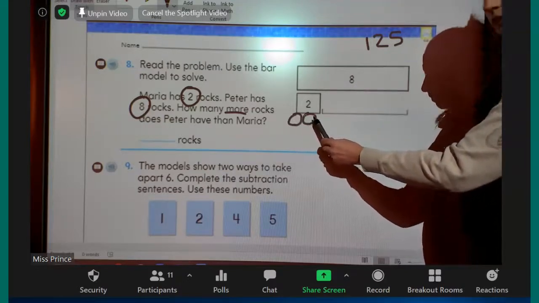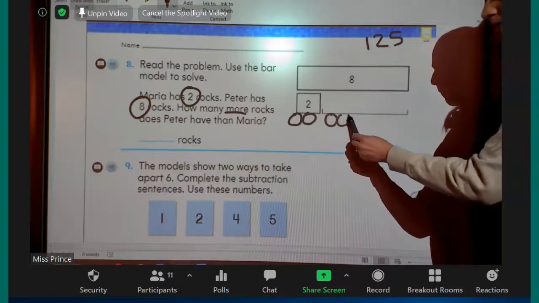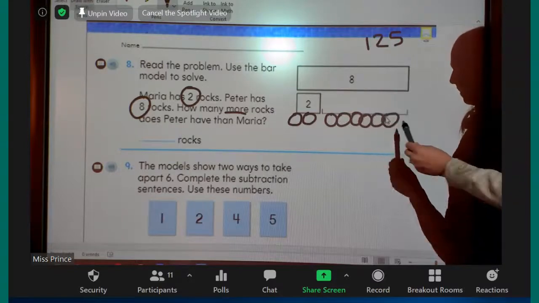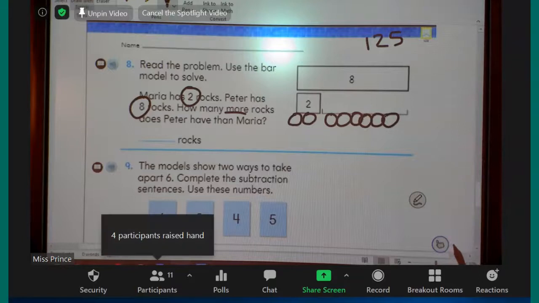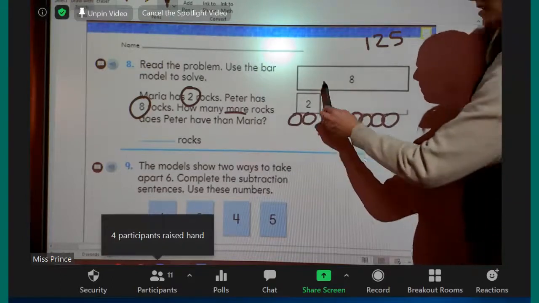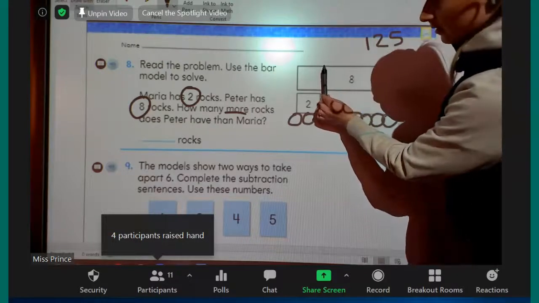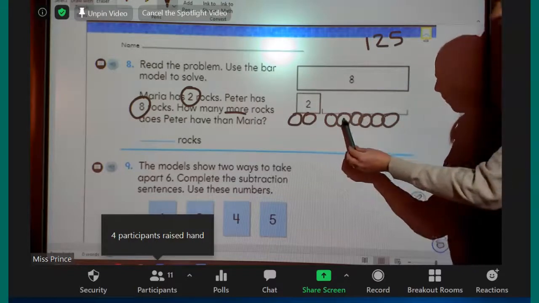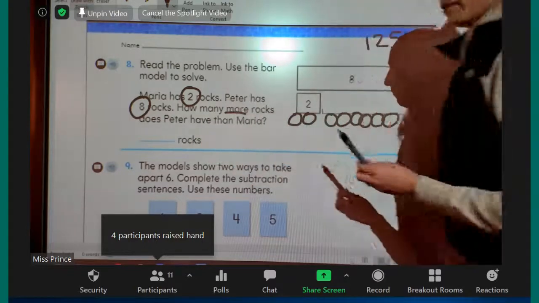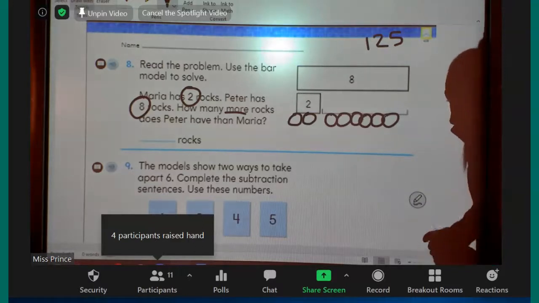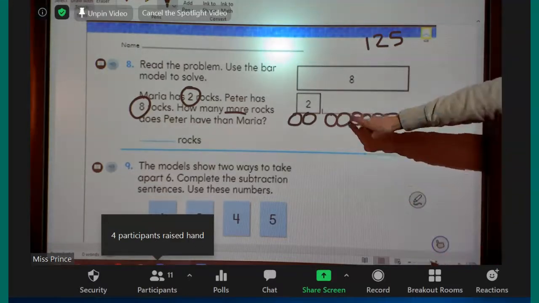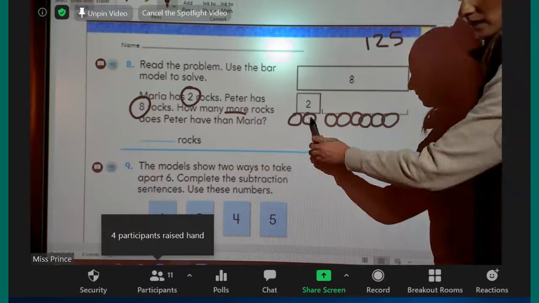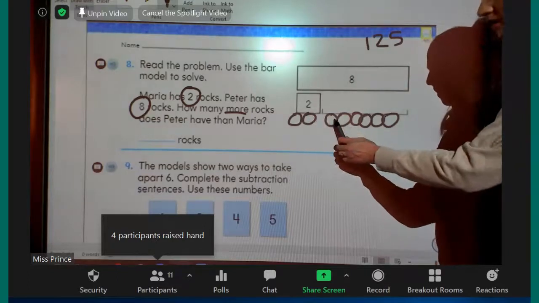1, 2, 3, 4, 5, 6, 7, 8. So this is the part that they share, right here. But this is all extra. All of these circles down here are the ones that Peter has more of. So, I see lots of hands up. We need to figure out our mystery number here, so we're going to count our circles that we added. Don't count these, because these aren't a mystery. We already know what they are. These ones are the mystery.